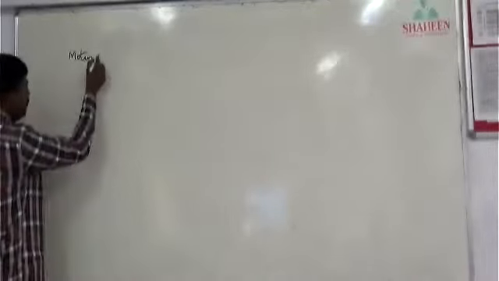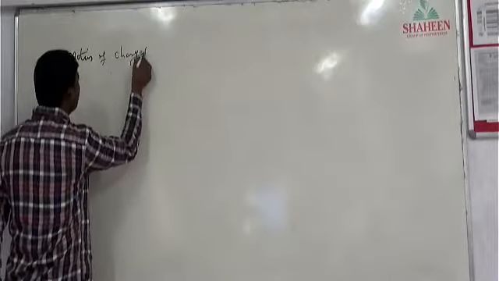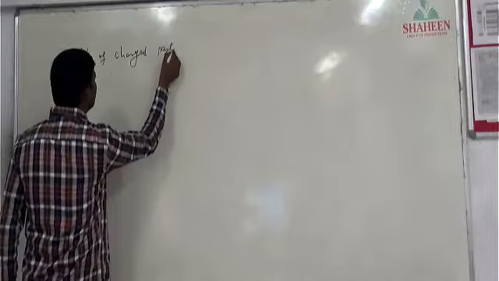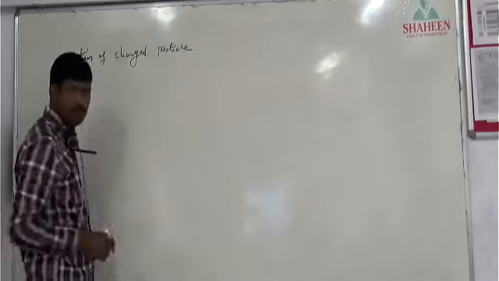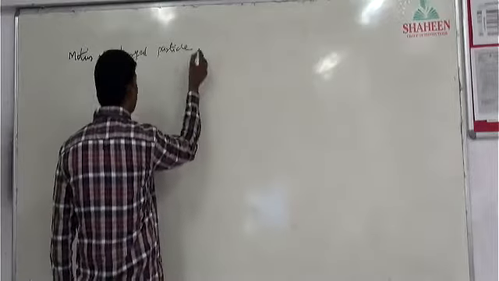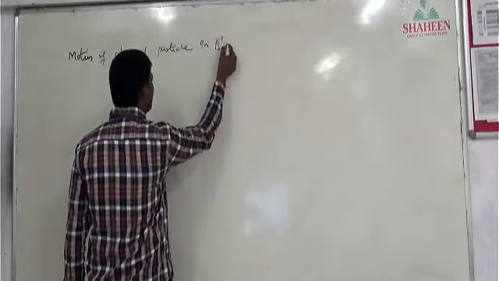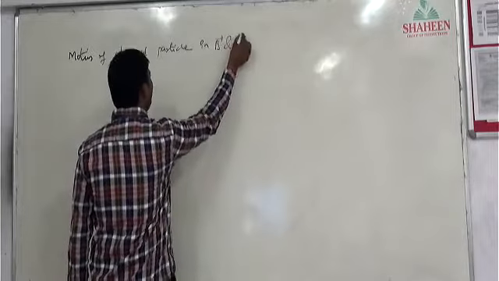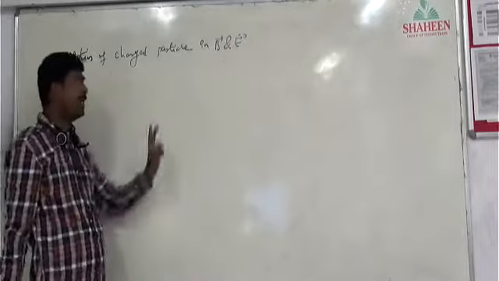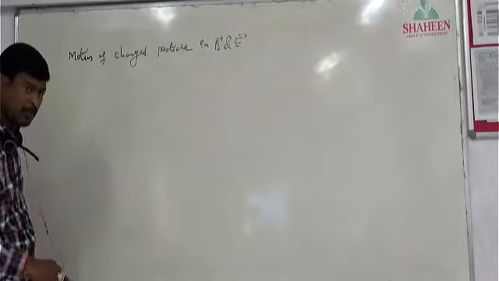So, motion of a charged particle in a magnetic field and electric field, we will discuss both. First the magnetic field in detail, thereafter the electric field. That is the Lorentz force we call, right?